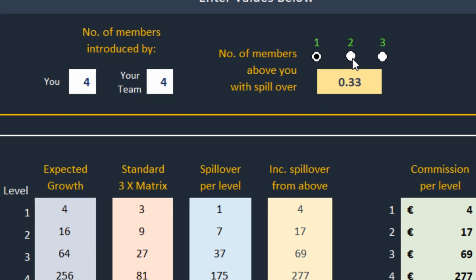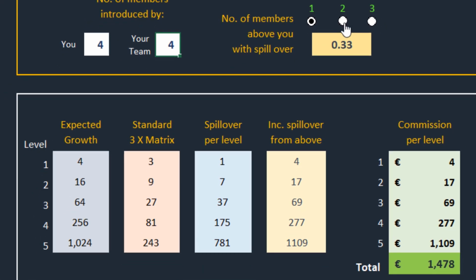But what if you had 2 people adding spillover to your team? Or even 3? Suddenly it jumps to almost €2,000 a month. That's almost a full-time income for most people. But what if you introduced 10 yourself and everyone else only introduced 4? Now it's almost doubled to €4,000 per month passive income.